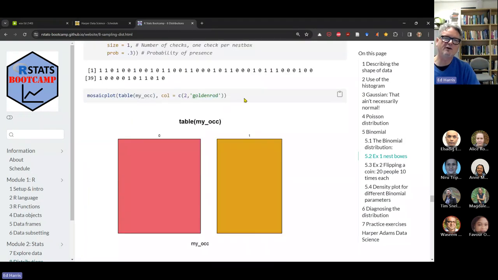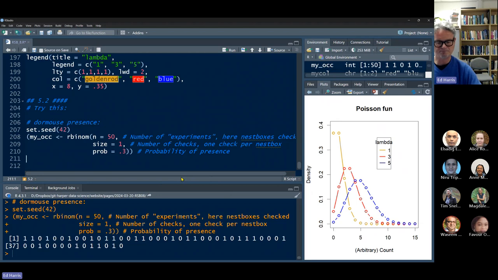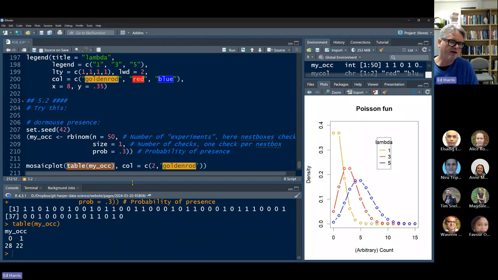Now, one way to show this data is a mosaic plot. This is not a common plot type for ecologists, but in other fields, it's very common. And for the binomial distribution, it is the appropriate plot type. So what this does is we're going to make a table of our occurrence data. We drew this from a population with 1/3 successes, but we have a bit of a skew here in our sampling error. Let me just change the color of this because it'll just bother me. Here we go.